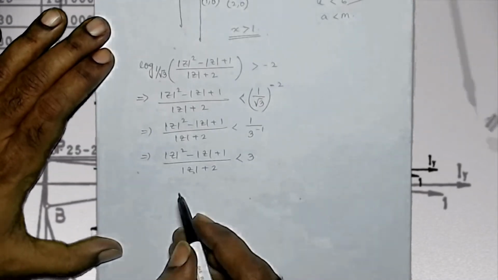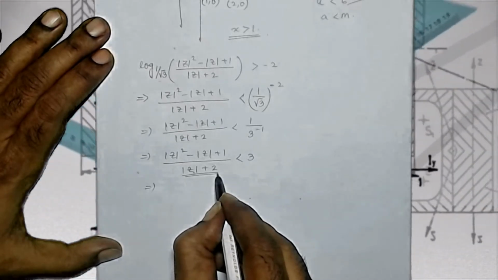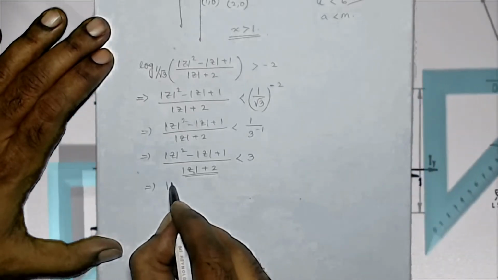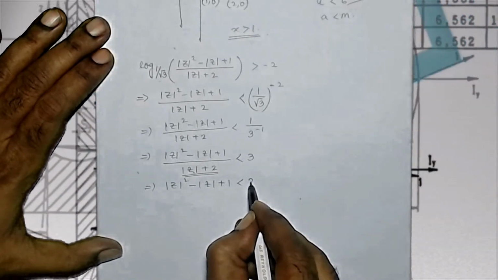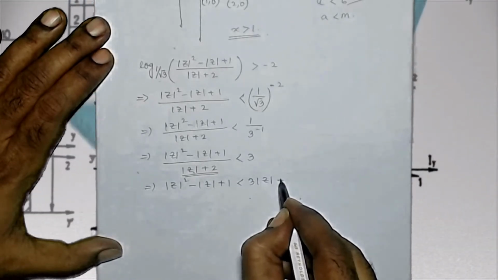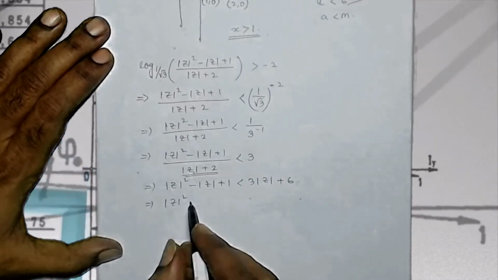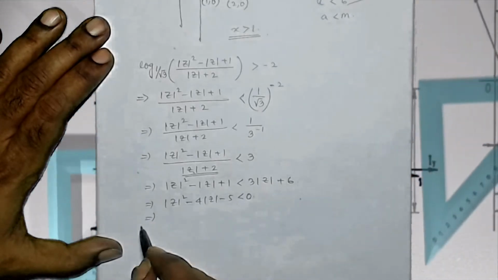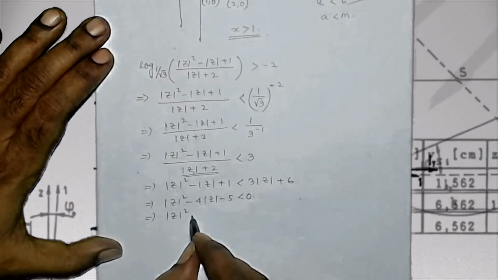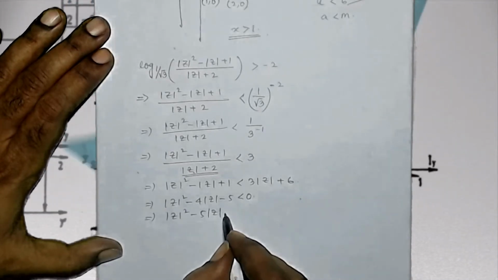Let me just cross multiply, because mod z plus 2 cannot be less than 0, right? It is a positive number. So I can cross multiply. 3 mod z plus 6. Let me take everything to the left hand side. So we are having basically, I'm going for middle term breaking.